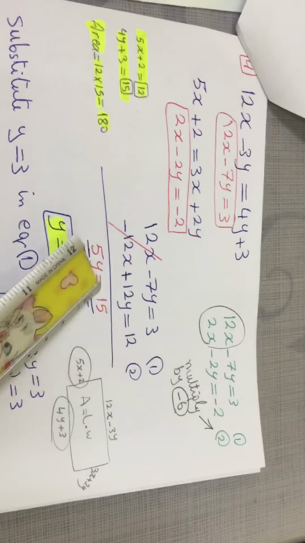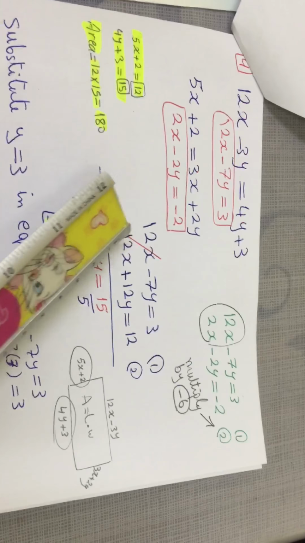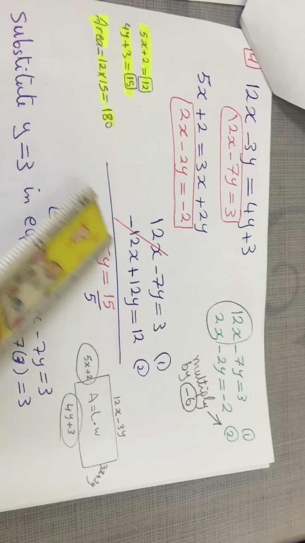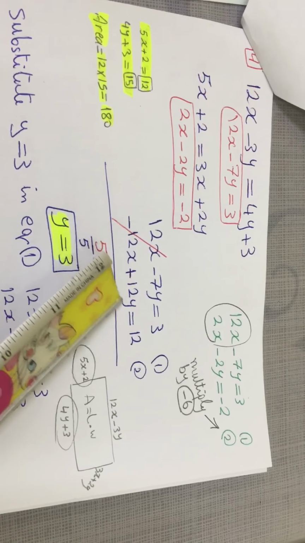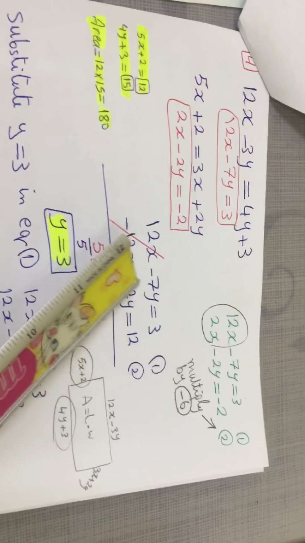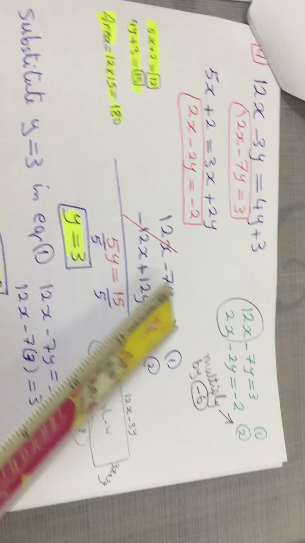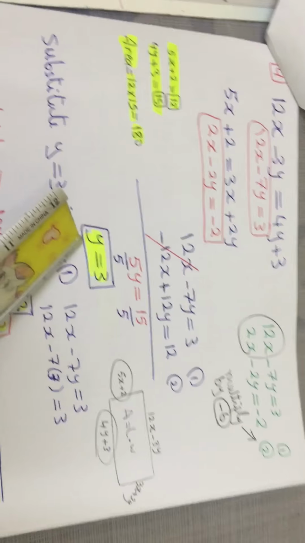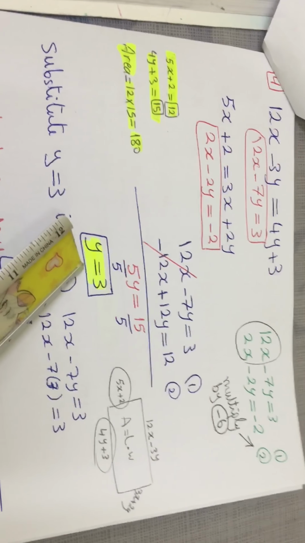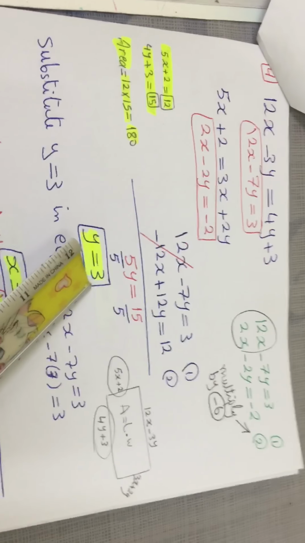Now you can use elimination. 12x positive, 12x negative equals 0. No need to write 0. 12y positive, negative 7y, so the sum is 5y. And here 12 plus 3 equals 15. Divide by 5 to find y equals 3.